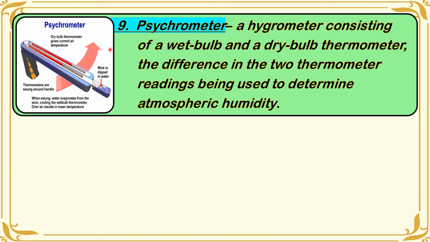Number 9 class is psychrometer, and this is how a psychrometer looks like. So dry bulb thermometer gives current air temperature. Thermometers are swung around handle. So when swung, water evaporates from the wick, cooling the wet bulb thermometer. Drier air results in lower temperature. So wick is dipped in water. Psychrometer is a hygrometer consisting of a wet bulb and a dry bulb thermometer. The difference in the two thermometer readings being used to determine atmospheric humidity.